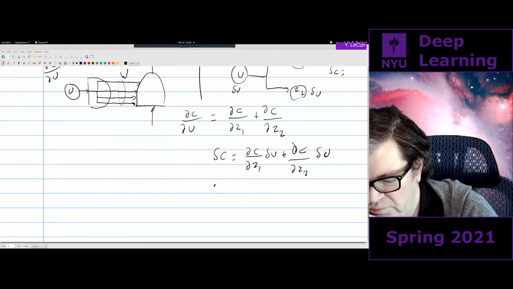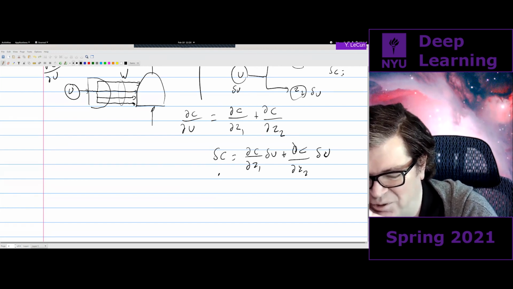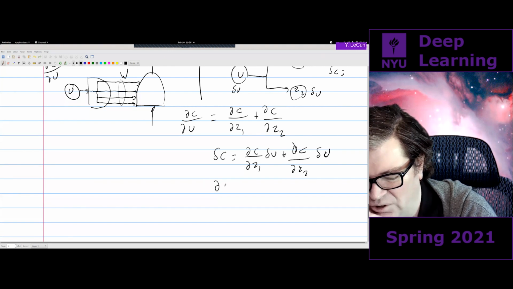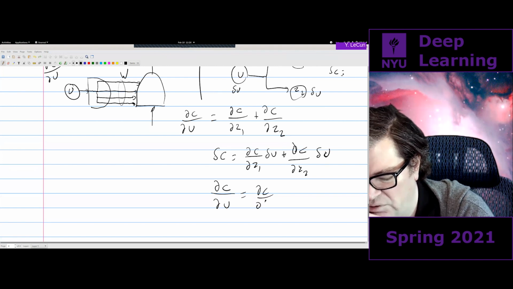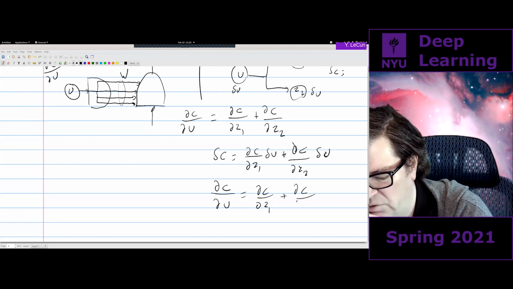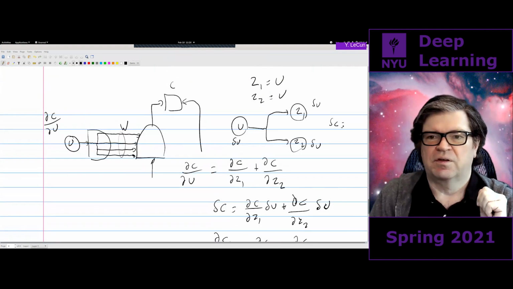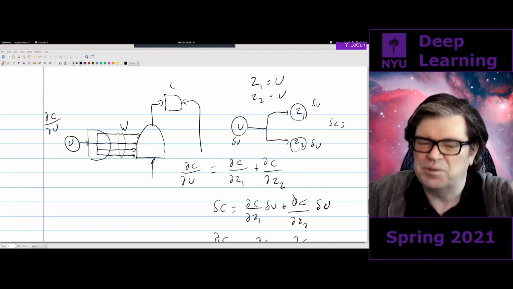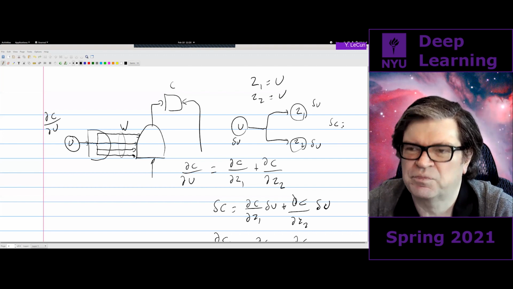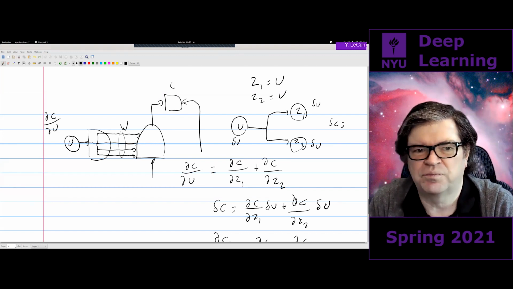And so now, I'm going to write those deltas as d's, really. I mean, they are infinitesimal quantities. So I can divide both sides by du. And I get dC over dz1 plus dC over dz2. Okay, so a module that divides, that copies a variable into multiple copies, when you backpropagate through it, you just compute the sum of the gradients. It's as simple as that.